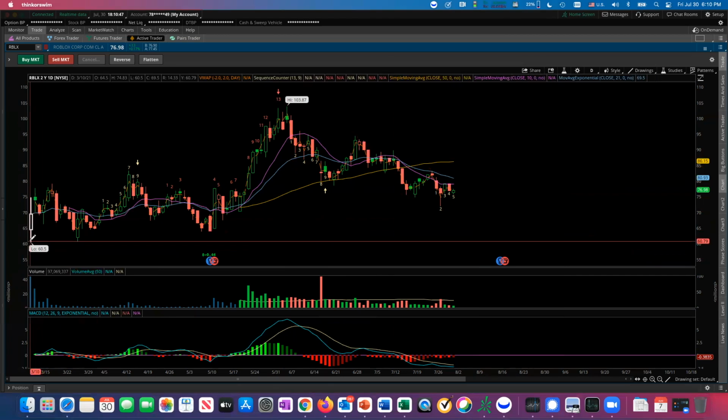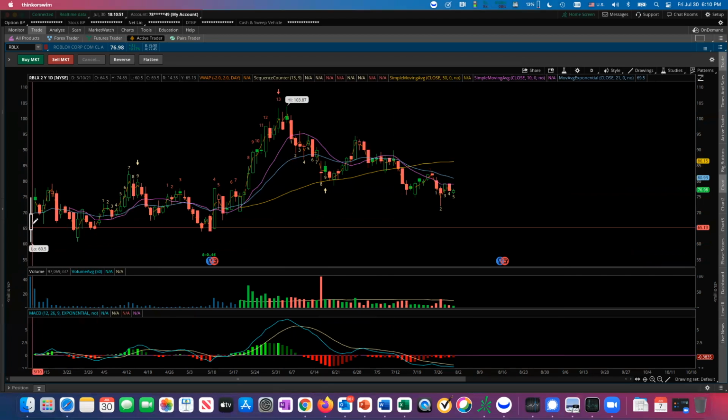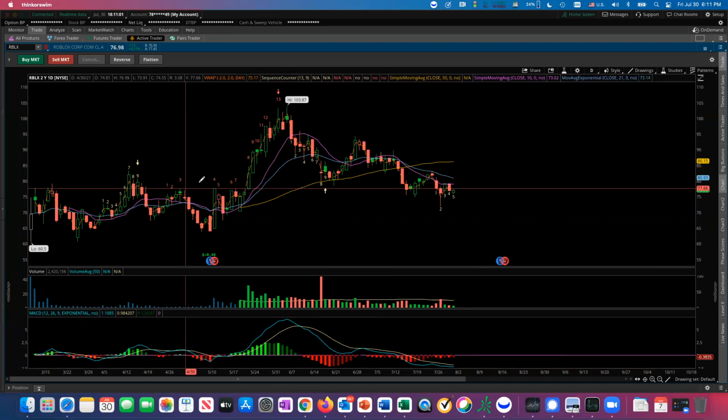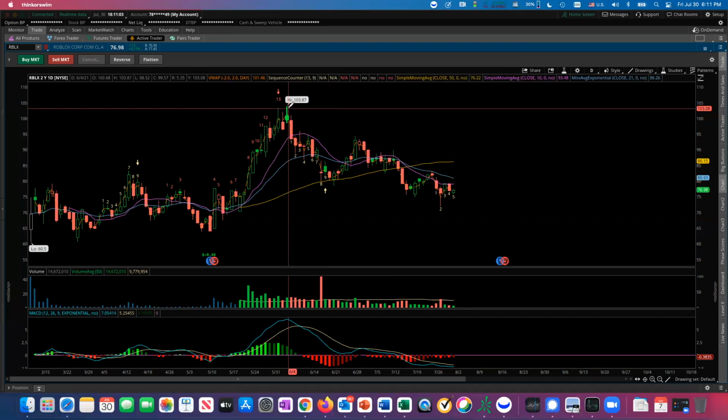Roblox started trading around March 10th when it IPO'd, and on that particular day, it actually closed around $69, which was healthy. And then over the next couple of weeks, it started to trade up to 83 and then all the way up to 103. That peaked on June 4th.